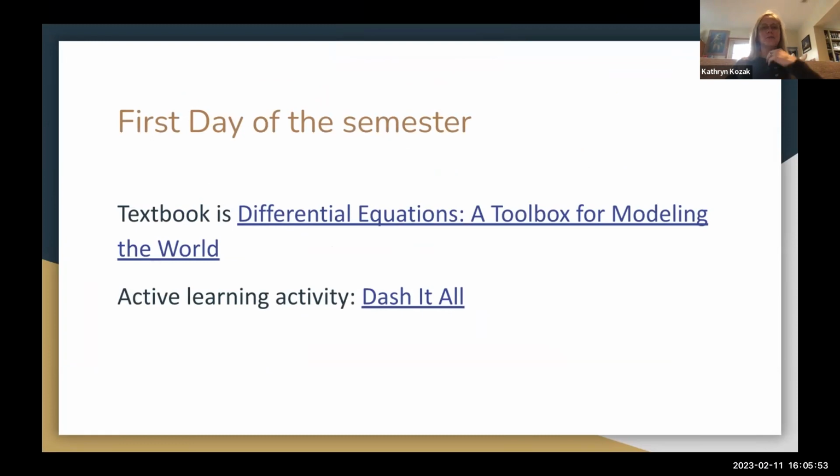I usually start off and I do use the differential equations, a whole box for modeling in the world. And what I loved about this is it actually does map along with these activities that are in the SIMIODE website. So I actually start off with the Dash It All learning activity.